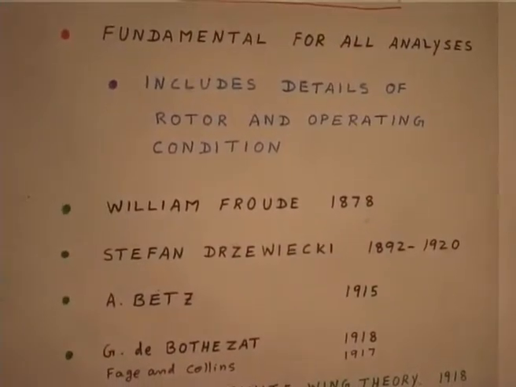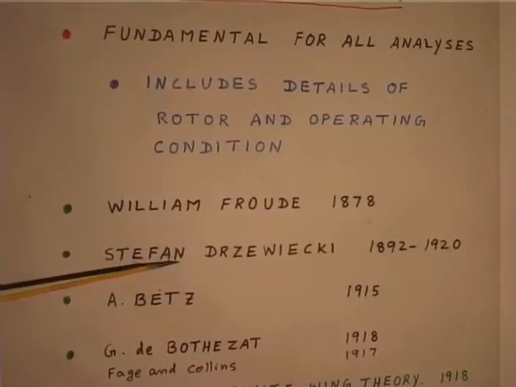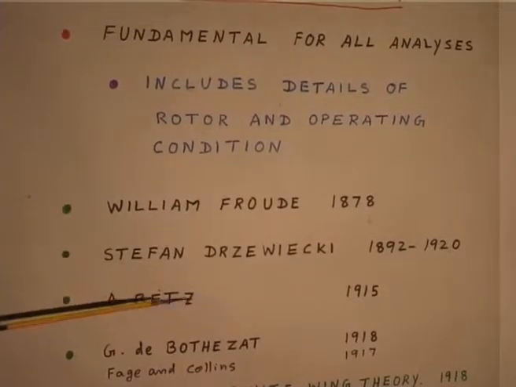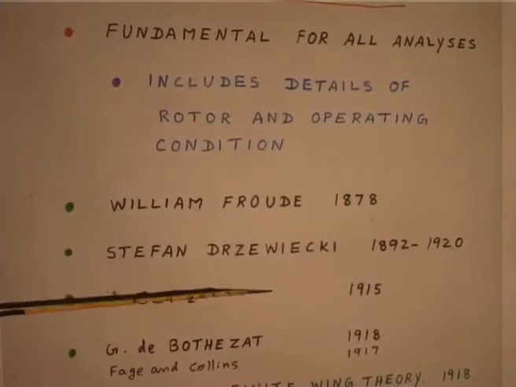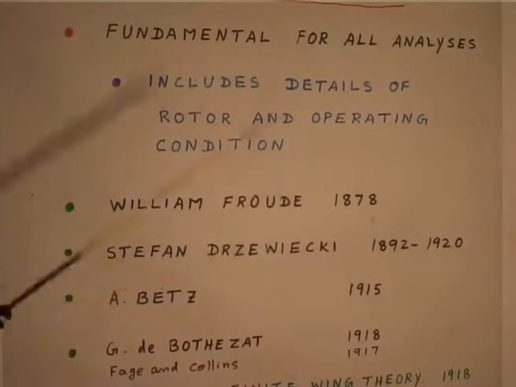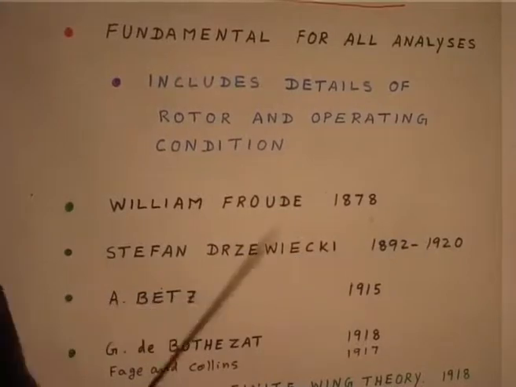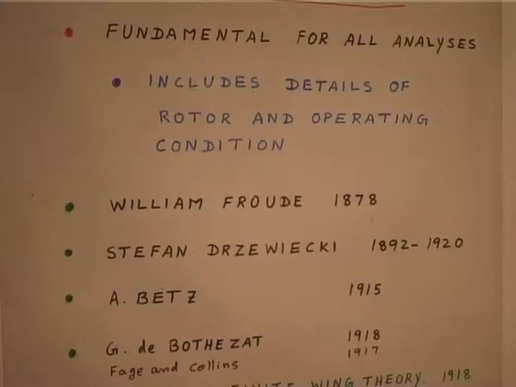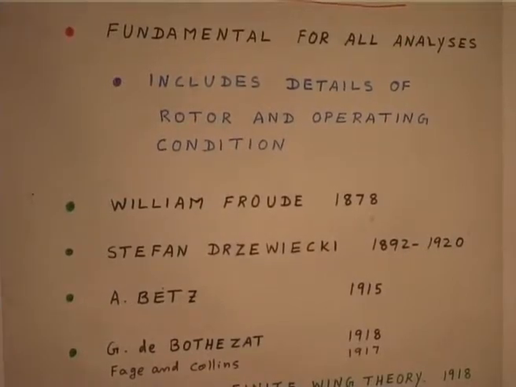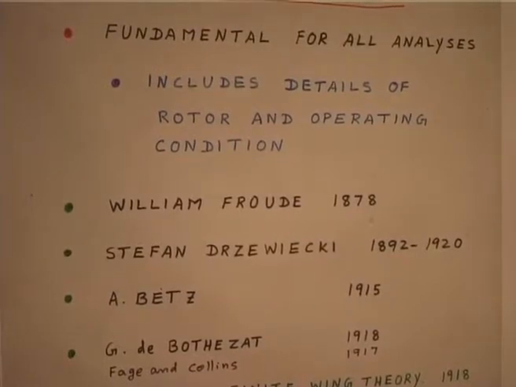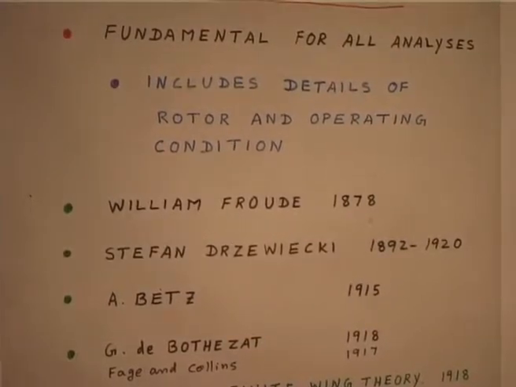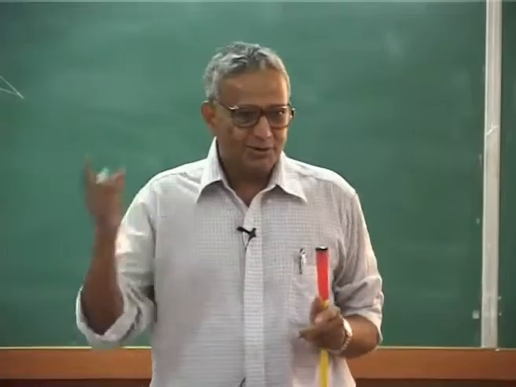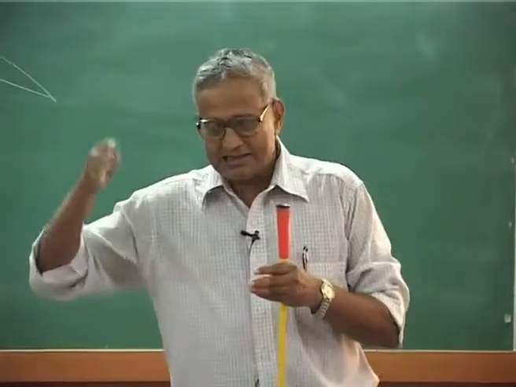because these are all, please understand, before the flight started, even the fixed wing. But then the real development was done by Stefan, you pronounce it Drzewiecki or something, from 1892 to 1920. What he did was for propellers. As the propeller is going forward, it is not hovering, there is a velocity which is coming, and there is an omega r, which is due to rotation velocity at any cross section.